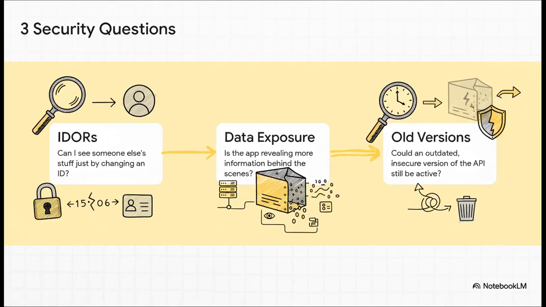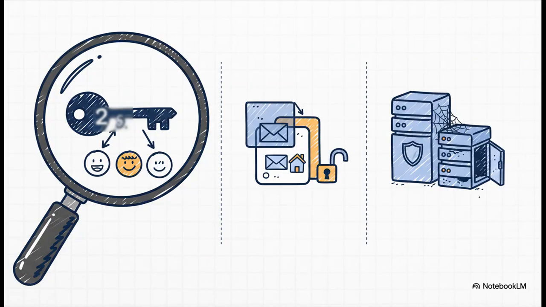First, the IDOR question. Can I see something that isn't mine just by changing a number in the URL? Second, the data exposure question. Is this app's API oversharing sensitive stuff in the background? And third, the old versions question. Is it possible that an old, forgotten, insecure version of this API is still floating out there? Honestly, if you understand just these three ideas, IDORs, excessive data exposure, and those forgotten old assets, you understand a huge piece of the puzzle.